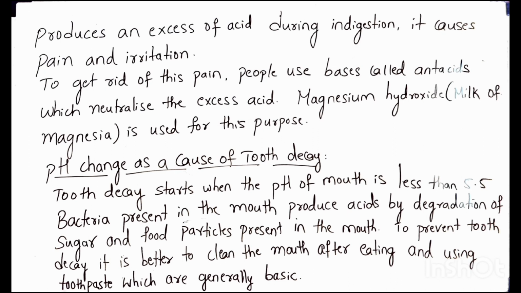Let us see how pH change in our mouth causes tooth decay. We know that our tooth enamel is made up of calcium phosphate, which is the hardest substance. It is not soluble in water, but whenever there is a decrease in the pH of the mouth, it will be corroded. Whenever we eat food, some of the food particles will be stuck in our mouth. The food contains sugar. The bacteria present in our mouth cause degradation of this sugar or other food particles present in the mouth, which causes acids to be released in our mouth. Thus, there is a decrease in the pH of the mouth, causing tooth decay.